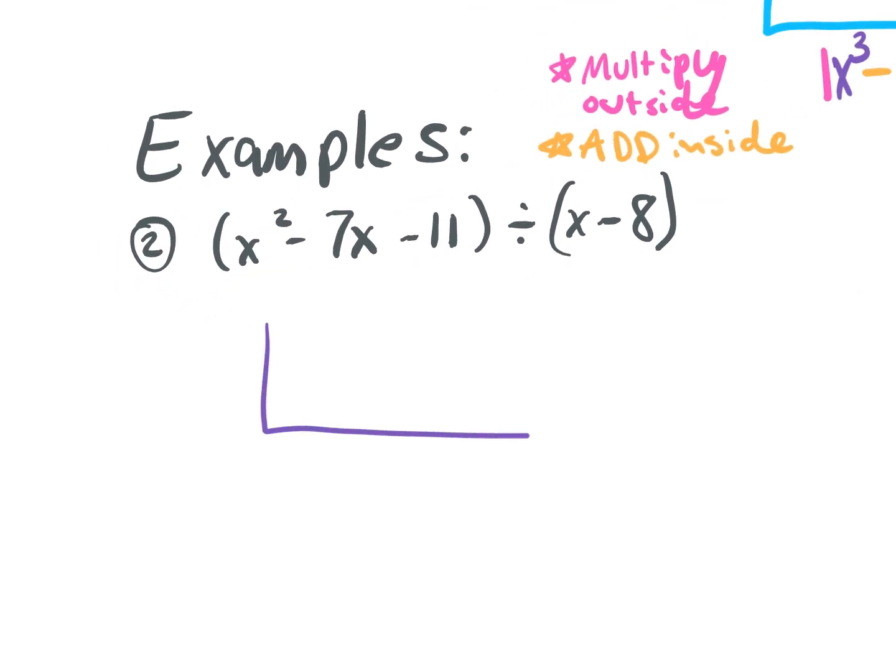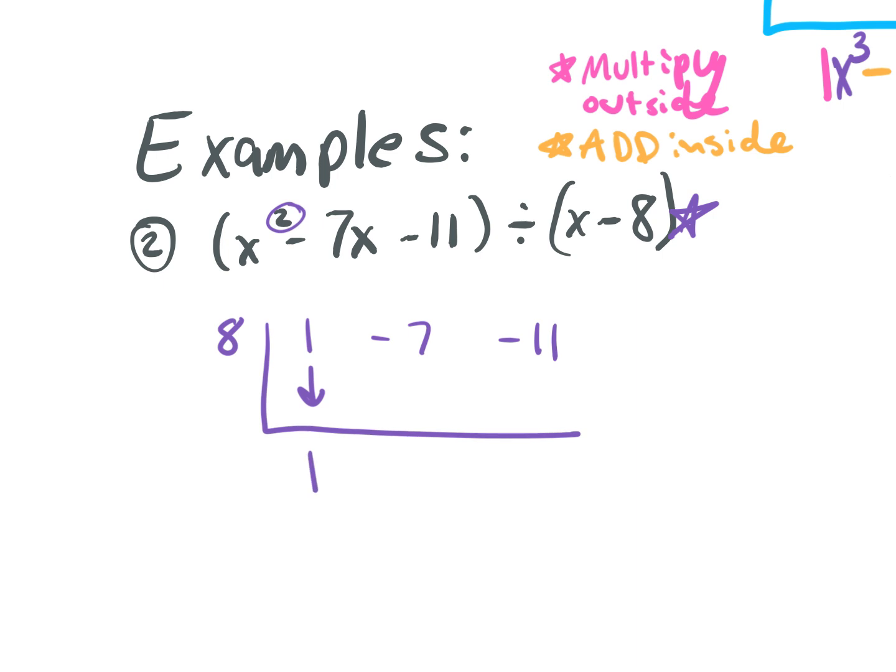So what's going to go outside the box? Positive 8. We always change the sign, so positive 8. Inside the box, we got to make sure all of our terms are accounted for. So we have x squared, x to the first power, and our constant. So we're good there. What numbers are going to go in the box? 1, -7, -11. Perfect. What do we do next? Perfect. Drop down the 1.